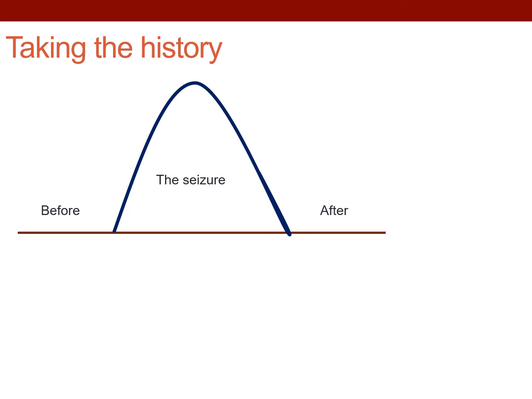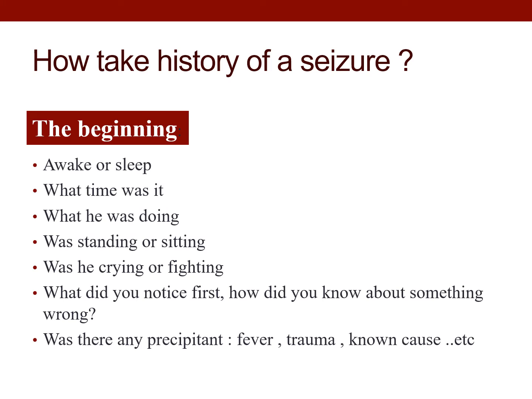Okay, so in the following slide, these are some tips of the important questions that you need to ask the patients. For example, when you start asking the patient about the seizure, start asking if it was from awake or sleep, what time it was, what the patient was doing: standing, sitting, crying, fighting. Was there any precipitant, fever, trauma, or anything like that?